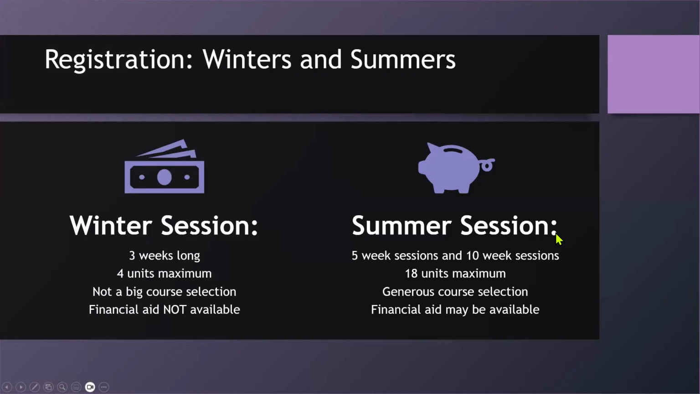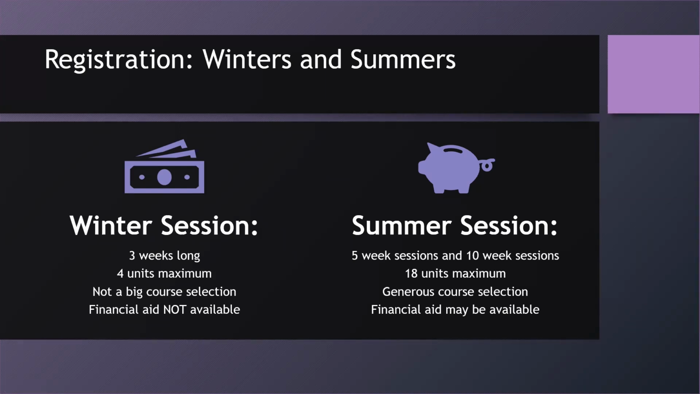All right, registration in winters and summers. I'm going to talk briefly about the winter session and the summer session. So winter sessions are 3 weeks long. You can take up to a maximum of 4 units per winter session. So that's basically just one class. There isn't a very big course selection for winter. So just keep that in mind. You might not be able to find many of the courses you need in winter. And also financial aid is not available for winter sessions.